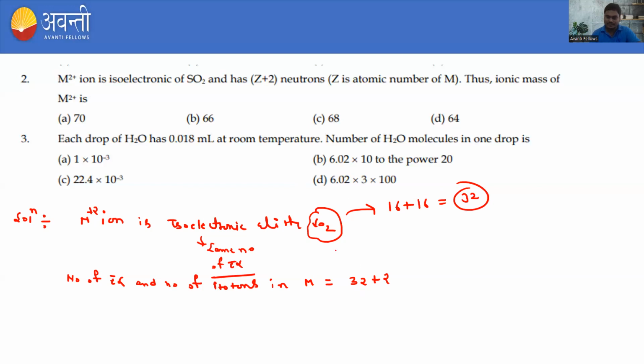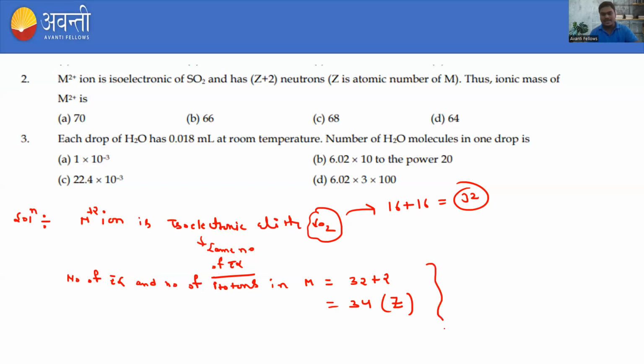So the number of electrons is 32, or we say the number of electrons and protons in M is equal to 32 plus 2, that is 34. So this is the value of Z. Why 2? Because a plus 2 ion means two electrons are already less, so the protons will be more. So Z is equal to 34.